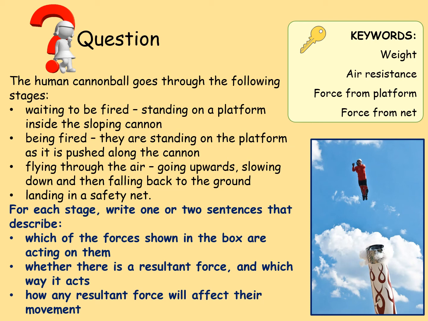He's slowing down and slowing down and slowing down until eventually he stops moving upwards. He's always accelerating downwards. And then his velocity is going to increase going downwards. It's going to get faster and faster. And then he's going to land in the safety net. Now the force from the net is going to be acting upwards. The force of his weight is acting downwards. And again, he's in a situation where his forces are balanced and he's come to rest.